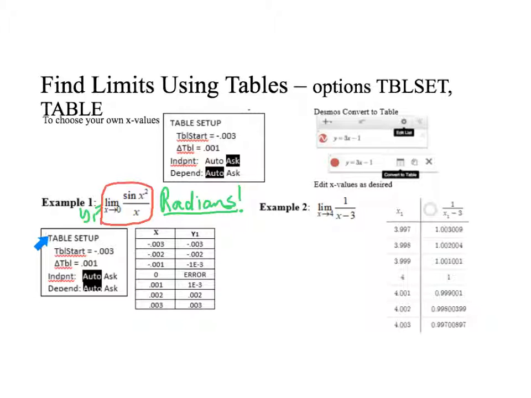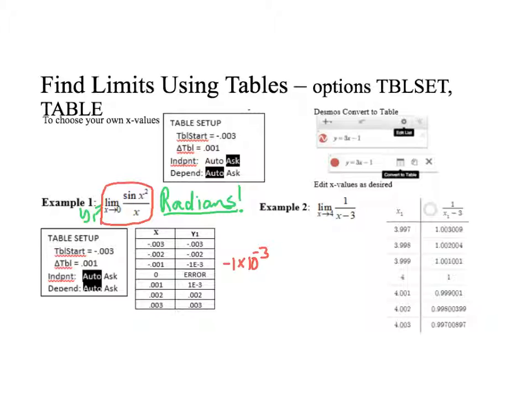Now, you could put these values in yourself. I chose to go 0.003 away from 0 and then come from the negative direction and then go in the positive direction. You can do this with a table setup. We're going to use the automatic function this time. We're going to say where to start, and I chose 0.003 to the left of 0, which in this case is negative 0.003, and I decided to go up by increments of 0.001. And then you can see what's happening as you get very close to 0.